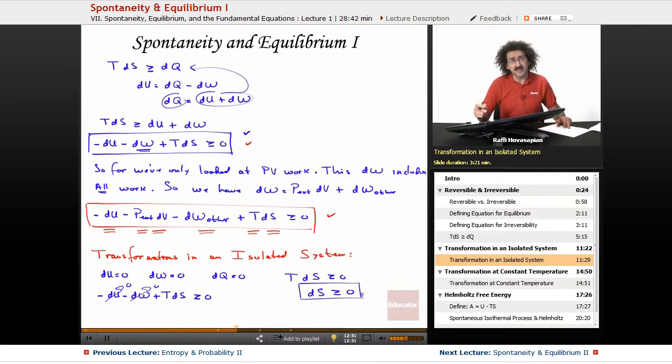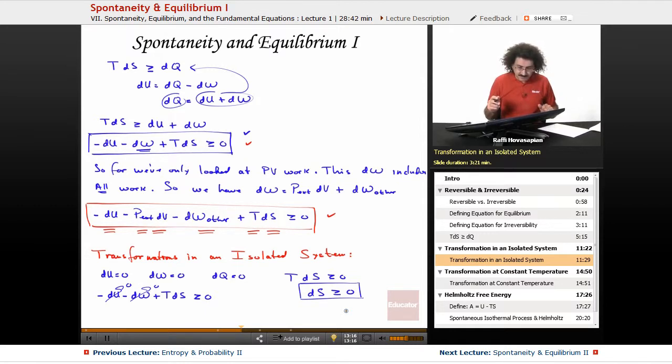In an isolated system, the entropy of that system will always increase. By isolated, it means it's completely separated from everything. It has no interaction at all with its surroundings. No exchange of energy, no exchange of matter, no exchange of anything. The entropy of an isolated system will always increase.